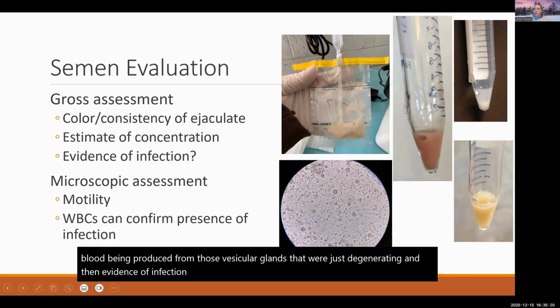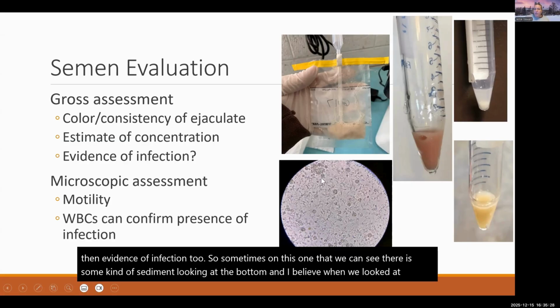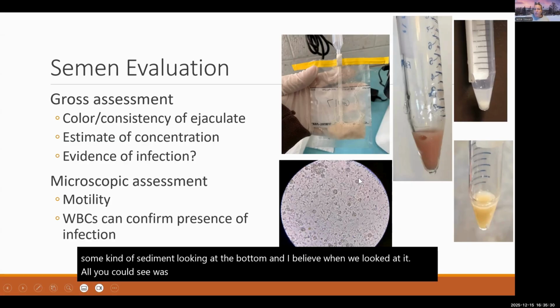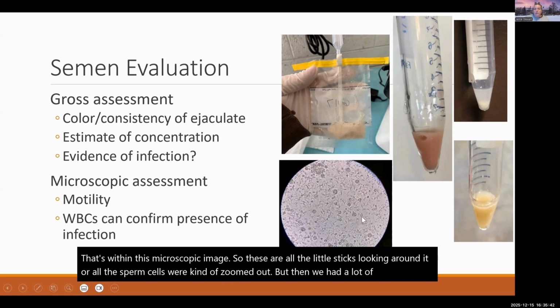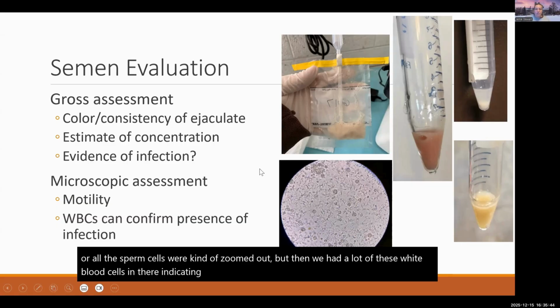On this one we can see there's some kind of sediment at the bottom. And I believe when we looked at it, all you could see was a whole bunch of little white blood cells. So those are these little circular cells within this microscopic image. All the little sticks looking around it are the sperm cells, we're kind of zoomed out, but then we had a lot of these white blood cells in there indicating that there might be some infection.